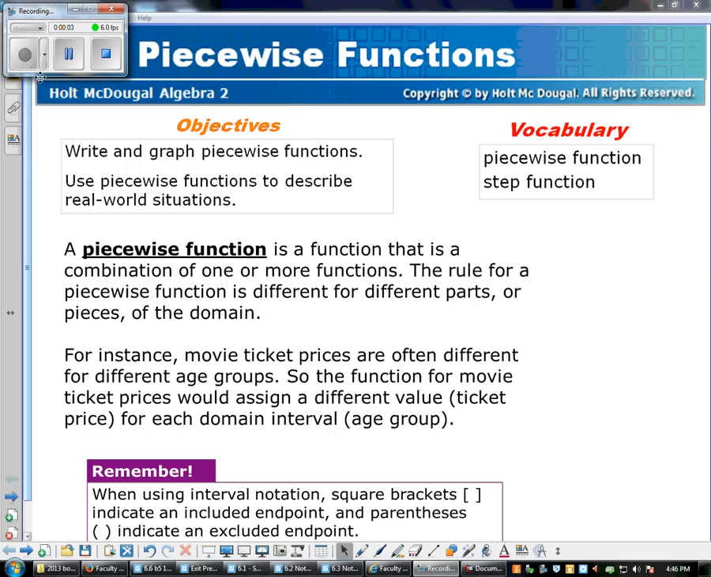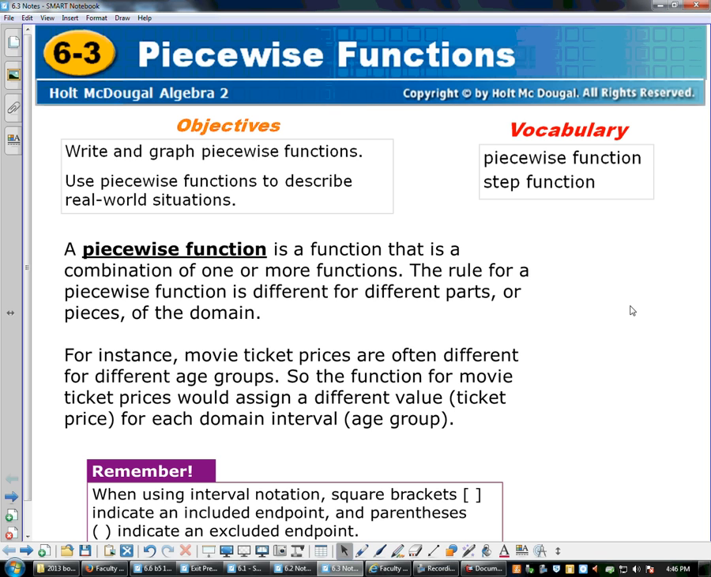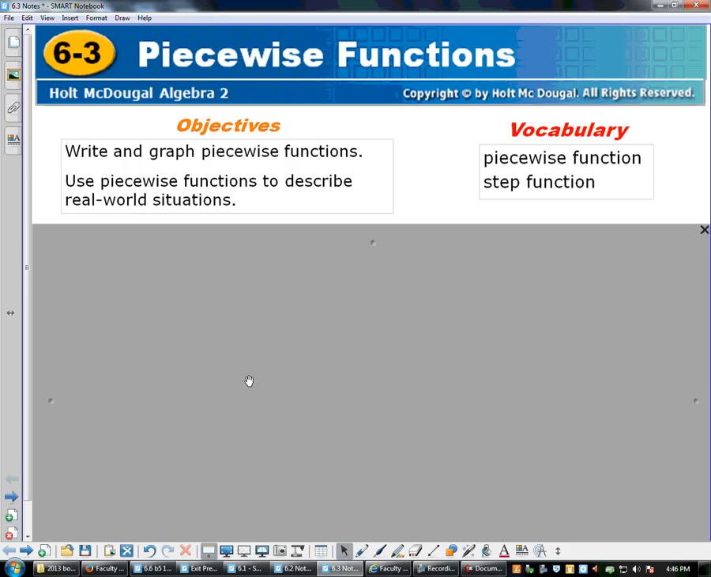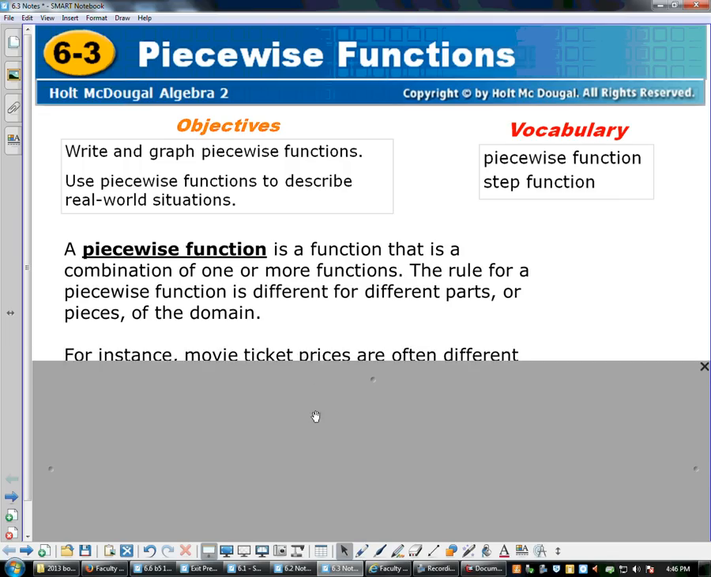And Miss Bella here. And we are looking at section 6.3, piecewise functions. And the objective for this section is to write and graph piecewise functions and to use piecewise functions to describe real-world situations. So our vocabulary: piecewise function and step function.